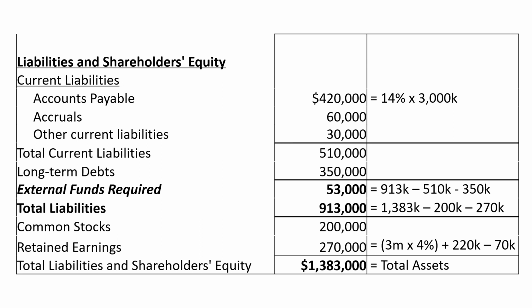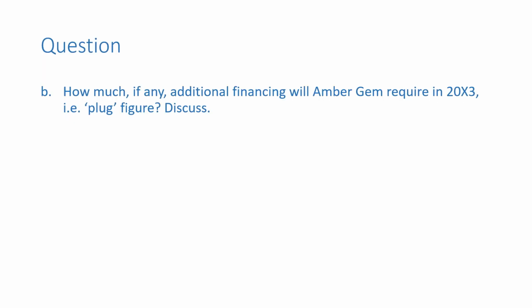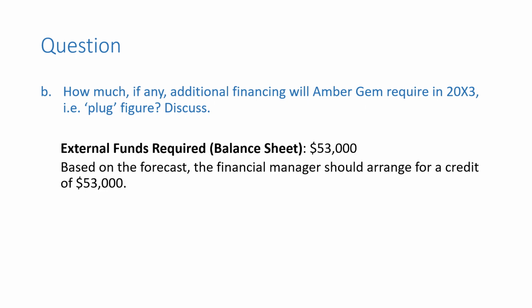Okay, moving on. How much, if any, additional financing will Leonard Industries require in 20x3? Plug figure discussed. You know the external funds required in the balance sheet is 53,000. Based on the forecast, the financial manager should arrange for a credit line of 53,000. Any questions so far?